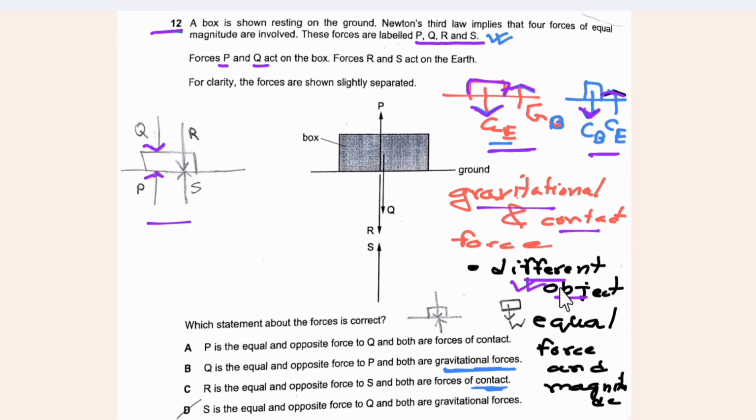So the objects are different and the forces are equal. Forces are of equal magnitude but act in opposite direction. Okay, so for all these forces, which statement about the forces is correct? Force P and Q are equal and opposite.